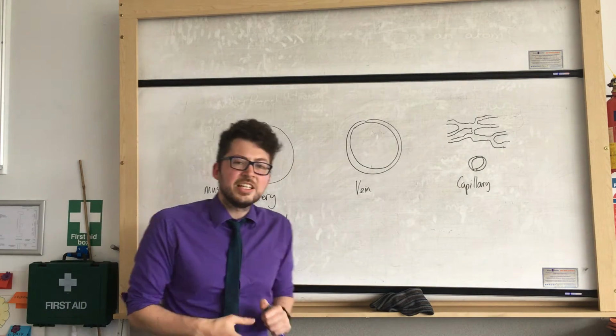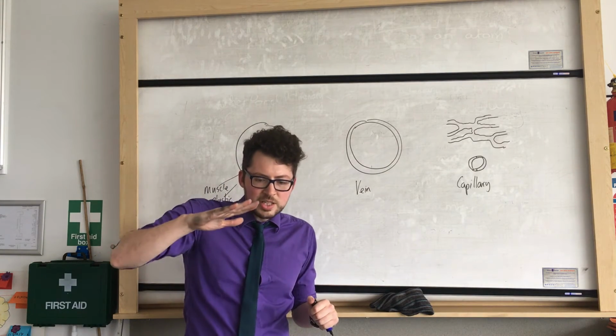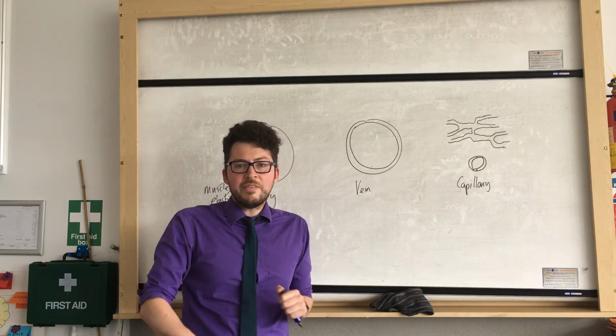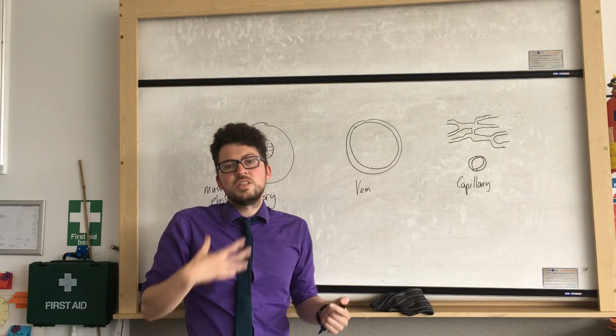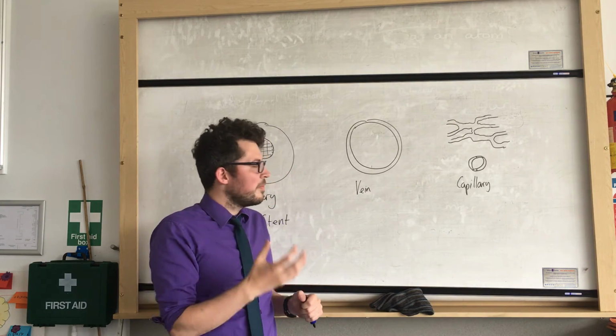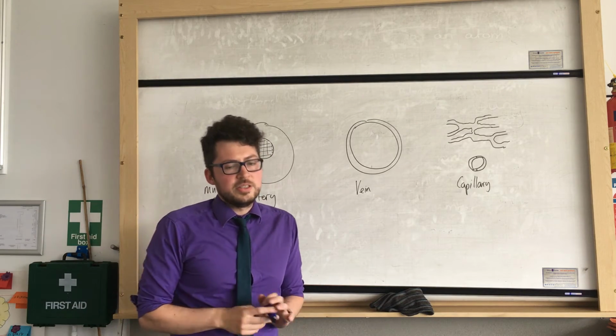So if you think about it, in your legs, most of the time if you're standing up, the blood will be trying to be pulled down by the force of gravity. And if it did, it would be flowing backwards down the vein and not return to your heart. So what we do is the veins contain valves, which stops that blood flowing backwards.